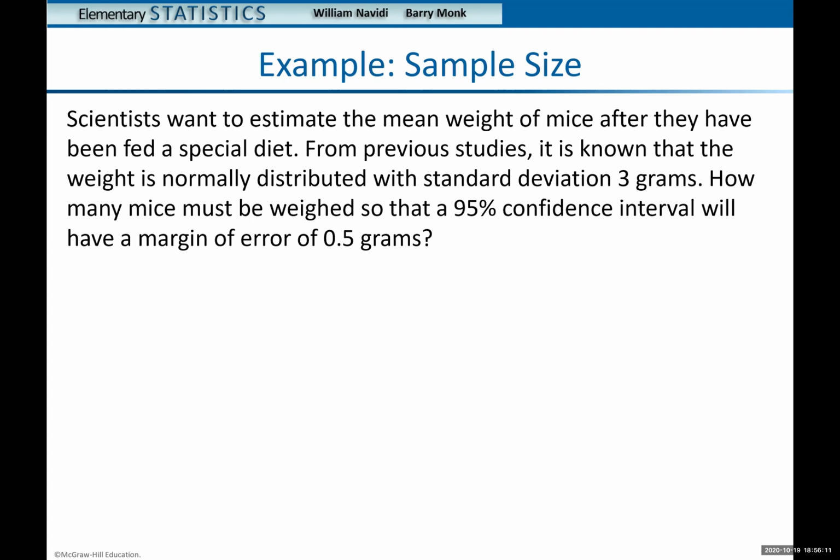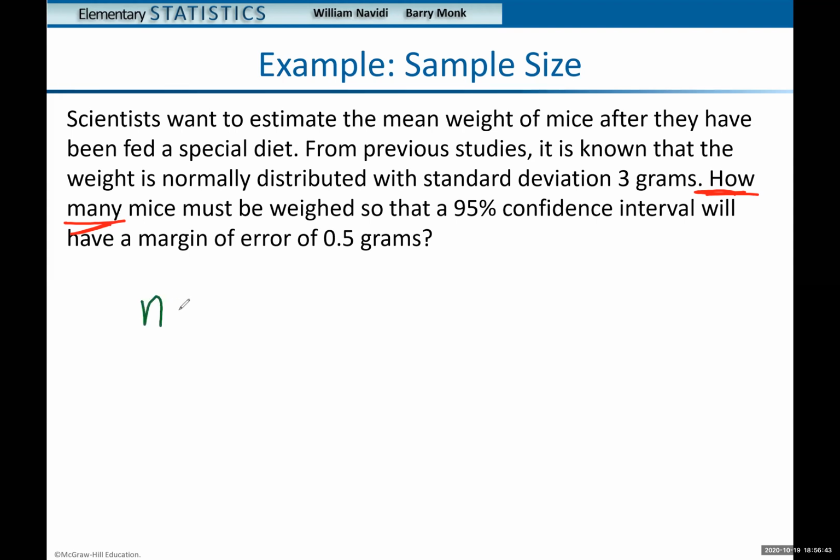Scientists want to estimate the mean weight of mice after they have been fed a special diet. From previous studies, it is known that the weight is normally distributed with a standard deviation of 3 grams. How many mice must be weighed so that a 95% confidence interval will have a margin of error of 0.5 grams? So how many? So that's why you talk about the sample size.